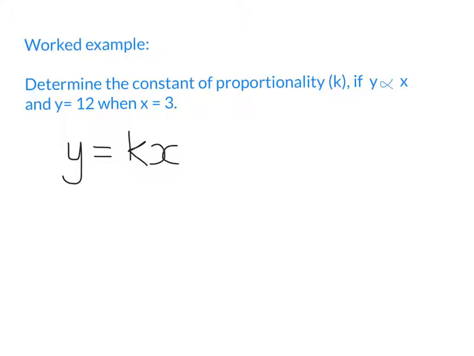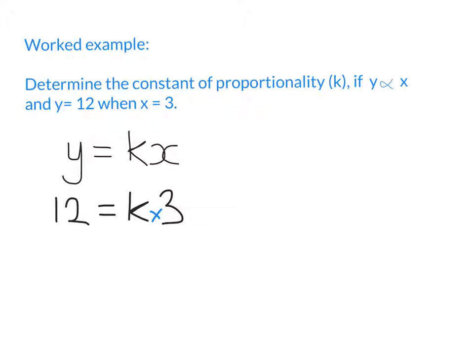The next step is, if we look at our question, we're given some values of y and of x. So we know that when y is 12, x is 3. So we can substitute those values into our equation. And we already know that if there's no sign between the letter and the number here, then it's going to be a times.